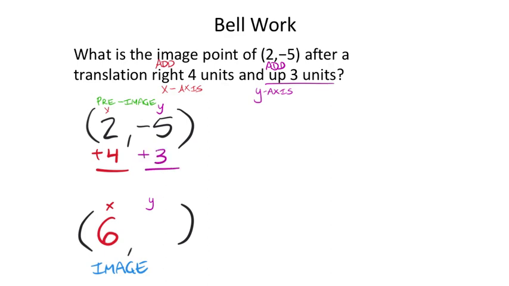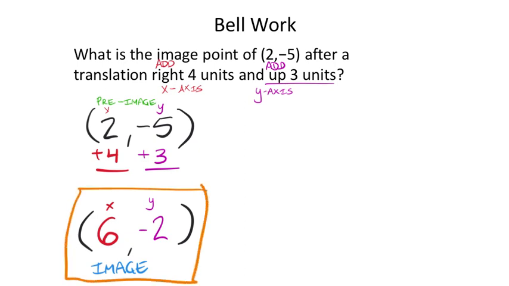So -5 plus 3. If you need a calculator for that, don't feel ashamed. It's not a big deal. But yes, we now have the image ordered pair.